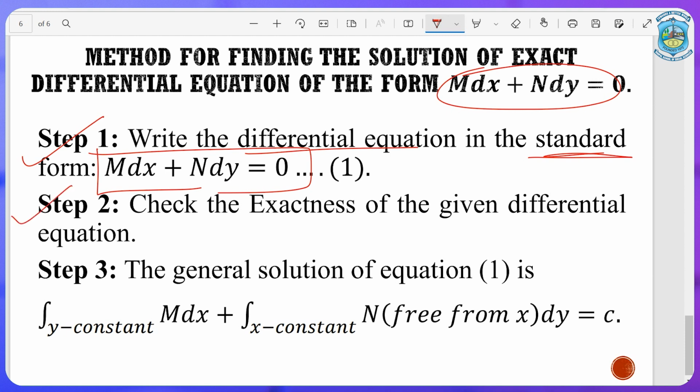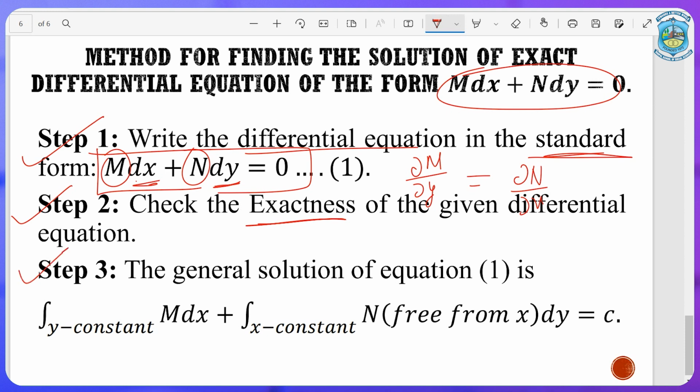Step number 2 is you will have to check the exactness. After finding out the value of M and N, the value of M is the coefficient of dx and the value of N is the coefficient of dy. So, after finding out the value of M and N, you will have to check the exactness. The exactness will be checked by differentiating M with respect to y partially, treating x as constant, and differentiating N with respect to x partially, treating y as constant, and if the values of both the derivatives are equal, then we say that the given differential equation is exact.